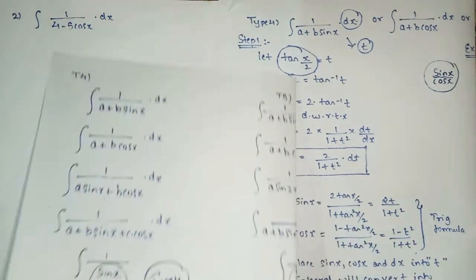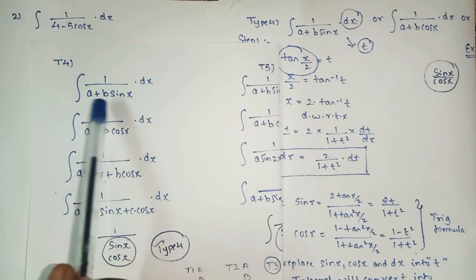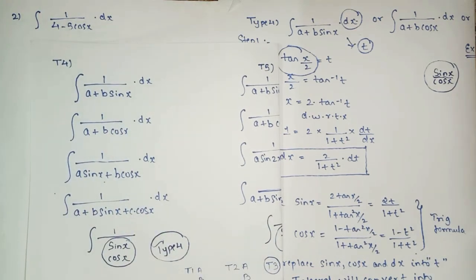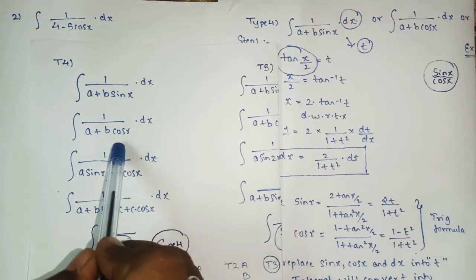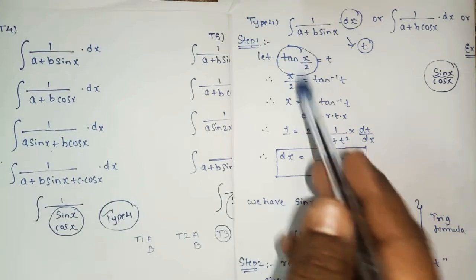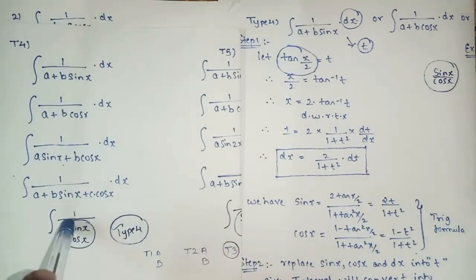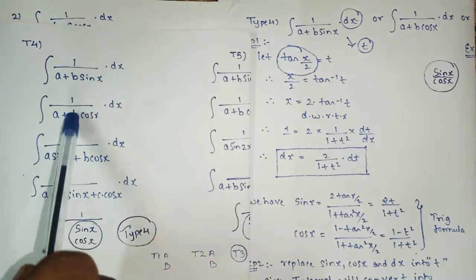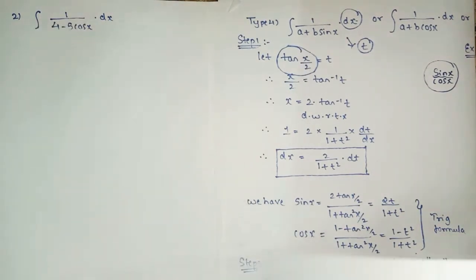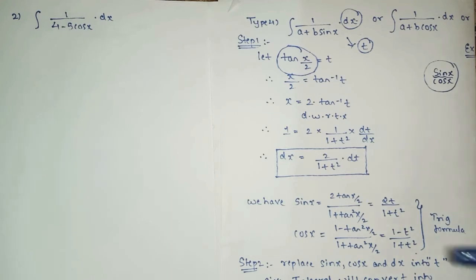The given question will be in this form: 1 upon a plus b sin x, where a and b will be replaced by numbers. Sometimes it will contain cos, or sometimes both sin and cos. But as I told, in all four cases, the step number 1 and 2 will be fixed. So once again I will explain what is the step number 1.